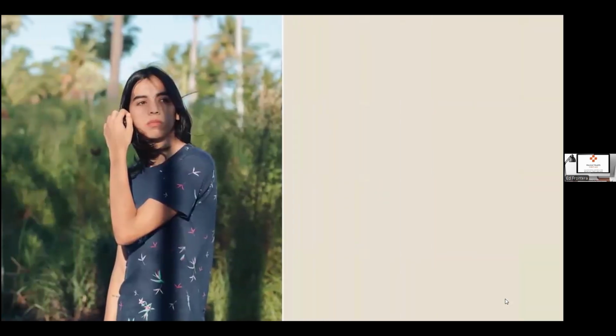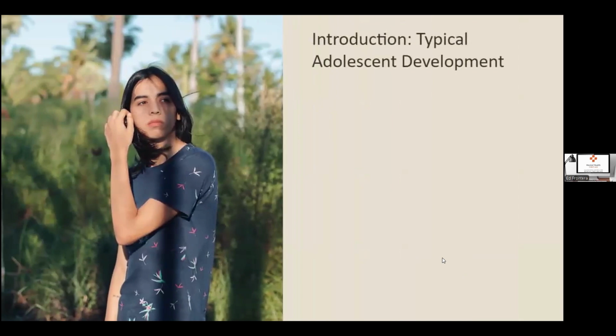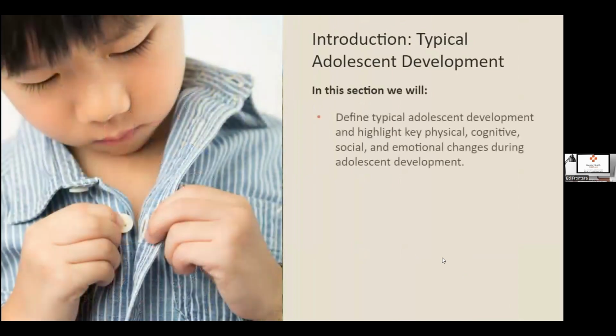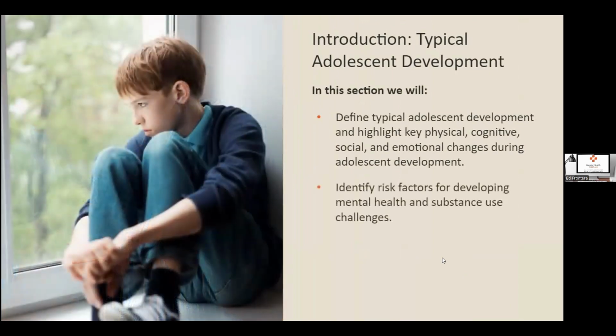The main objective for this section is to explain the impact of traumatic experiences and the role of resilience and protective factors on adolescent development. First, we will define typical adolescent development and highlight key changes that occur to a youth's physical, cognitive, social, and emotional development. Next, we will identify risk factors that increase the chance a young person will develop mental health and substance use challenges.